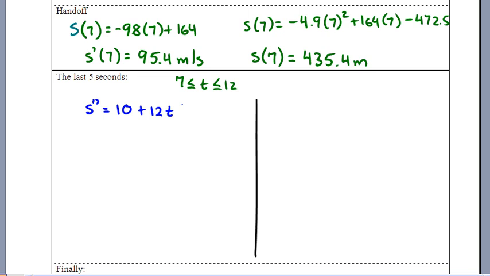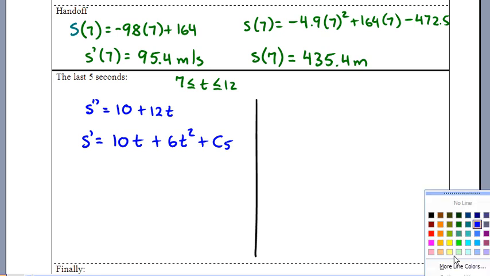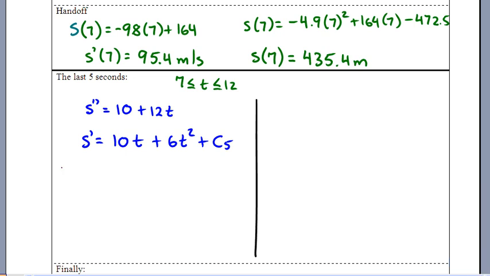I'm so thankful that there are only t's on the right-hand side. Integrating's not that hard. So I just integrate with respect to time, and I get 10t plus 6t squared plus a fifth constant of the day. But I can go and figure out what that constant's going to be. If I check out at time 7, right when this starts, if I go 10 times 7 plus 6 times 7 squared plus C5, I need to get 95.4.